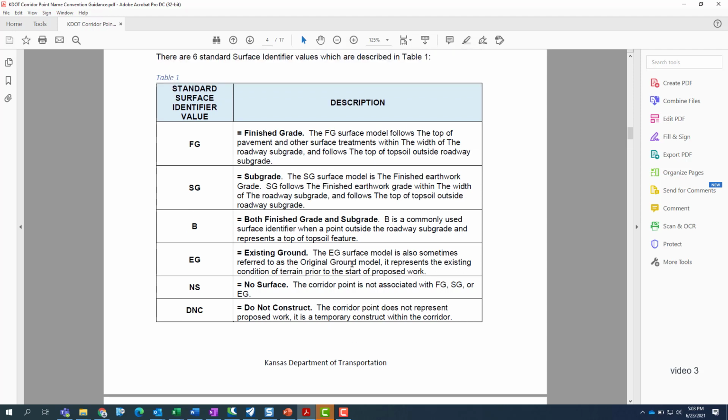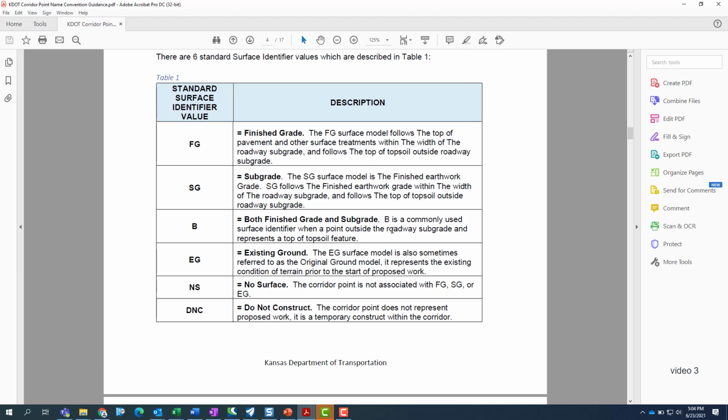So if we look at the standard values for surface identifiers, we'll see that we have FG, which represents finished grade surface, SG for subgrade, and B, that's when a point is both coincident with finished grade and subgrade. So it's actually a break line that's used for both of those surface models. Those are most commonly occurring outside the roadway subgrade on top of the topsoil.